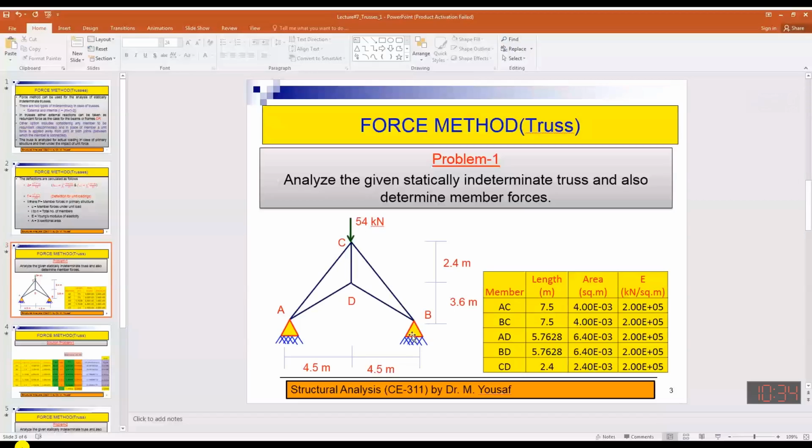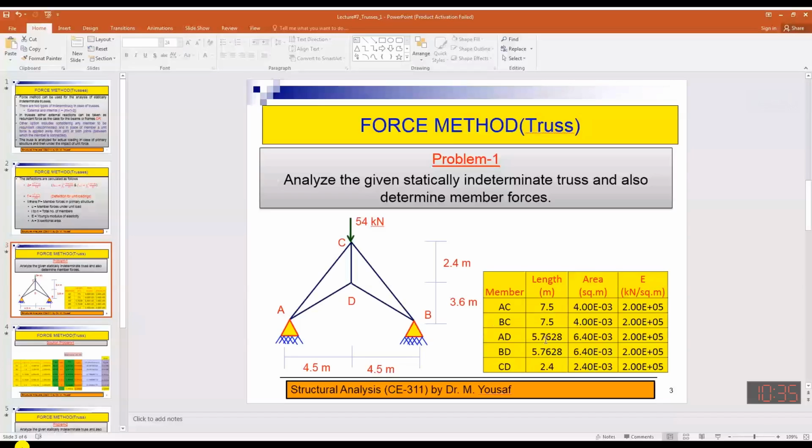The external degree of indeterminacy will be 1. So I need to remove one extra force, an extra reaction. Any reaction can be taken as the redundant, and then it will be applied to the member, and we will solve it on the same lines. So the members are AC, BC, AD, BD, and CD. The length is this one, the area is this one, and E is this one. Everything that is available with you, I will share this slide with you.